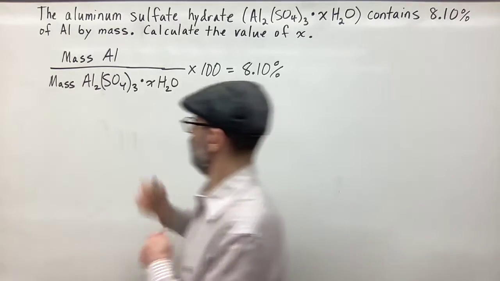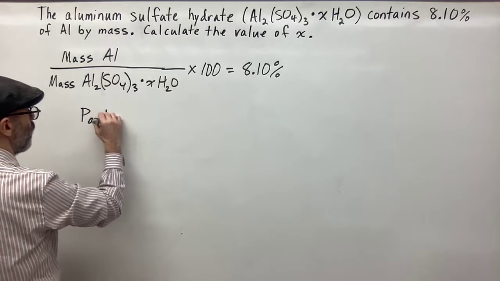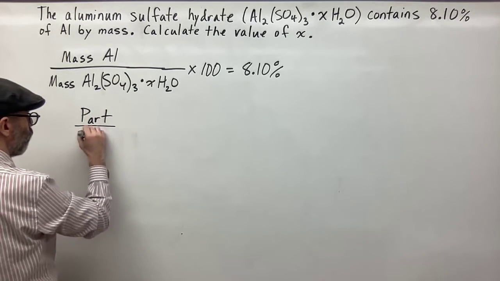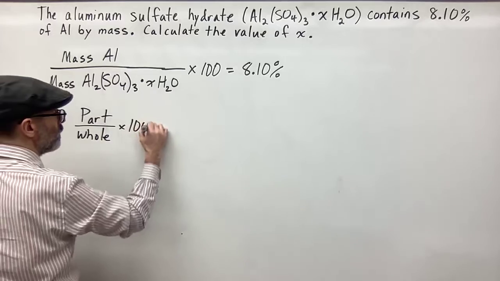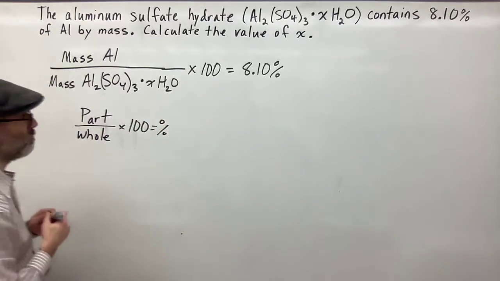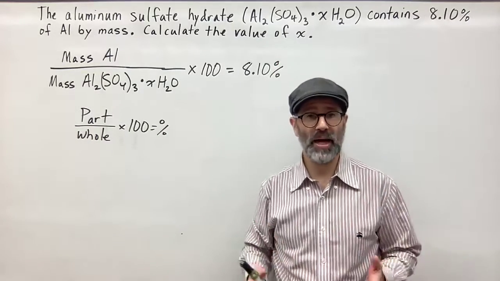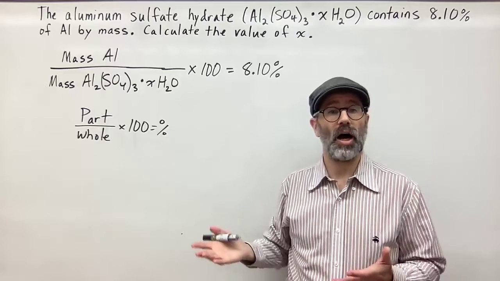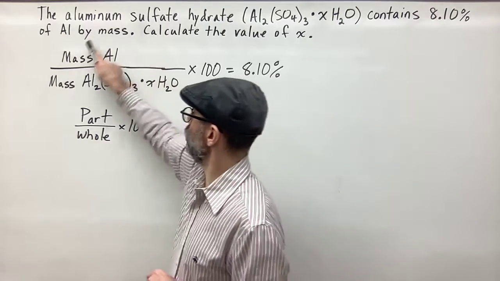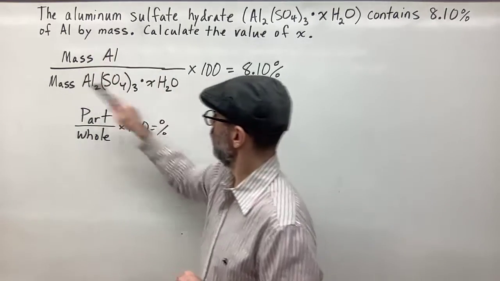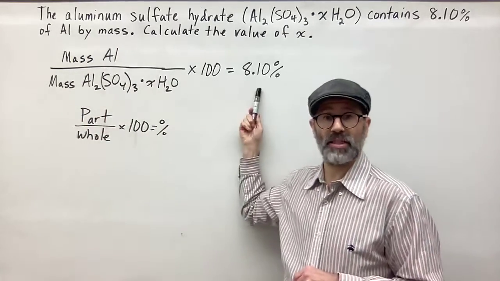So it's a part over whole. If I write the generic equation, it's a part divided by the whole, multiplied by 100 gives us the percentage. So the percentage we're given is a percent by mass, and they're saying that this is a percent by mass of the aluminum in our compound. So the mass of the aluminum in our compound is the part divided by the mass of the whole thing multiplied by 100 gives us this percent.